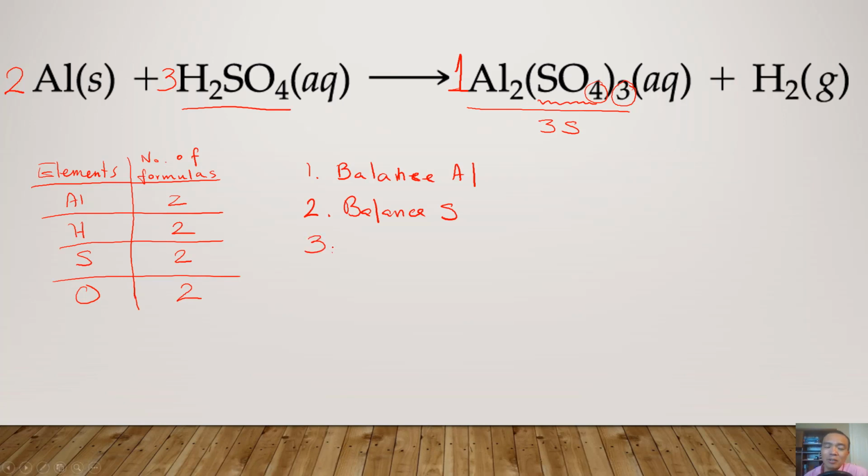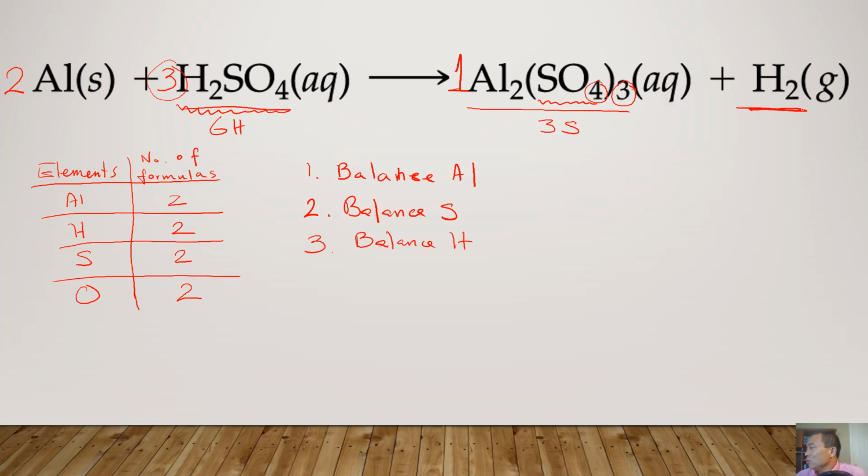Step 3, now we're going to talk about hydrogen. So we're going to balance hydrogen. So look at the terms that's already balanced over here. For H2SO4, you have 2 hydrogen atoms, but we do have a 3 before the whole thing. So for this reason, you have 3 times 2 hydrogens. That's 6 hydrogens over here. Okay, 6 hydrogens.